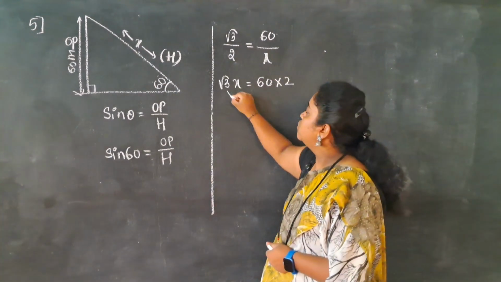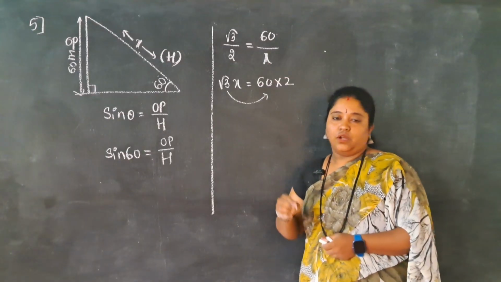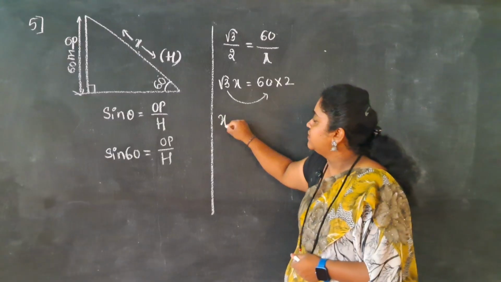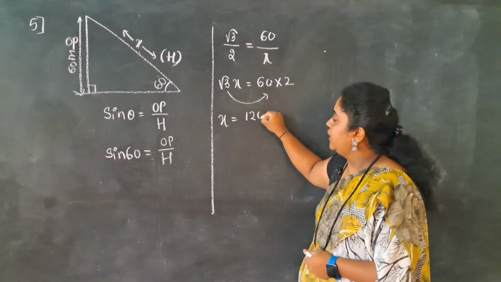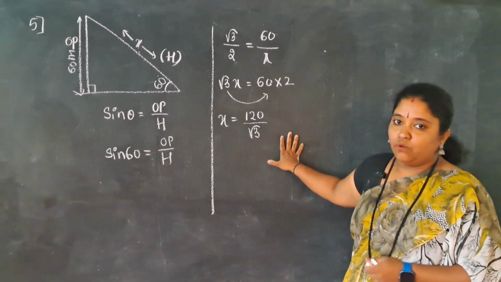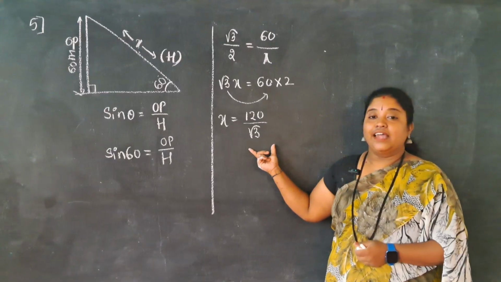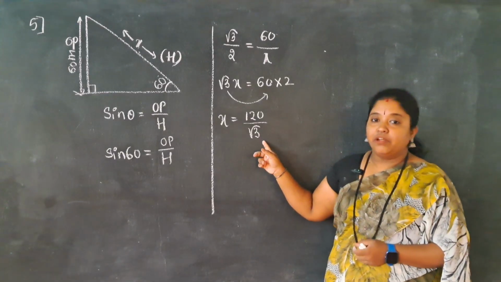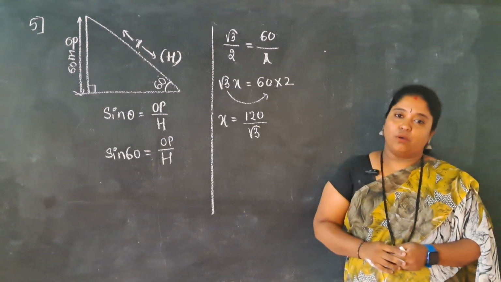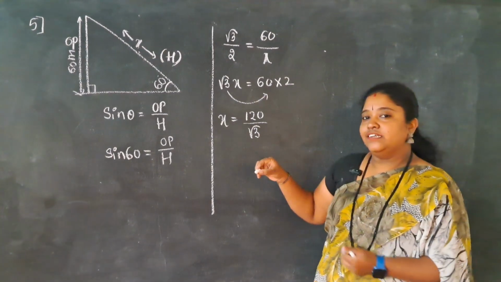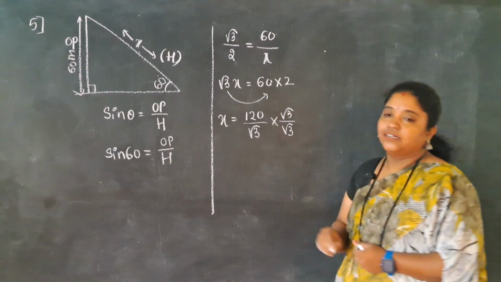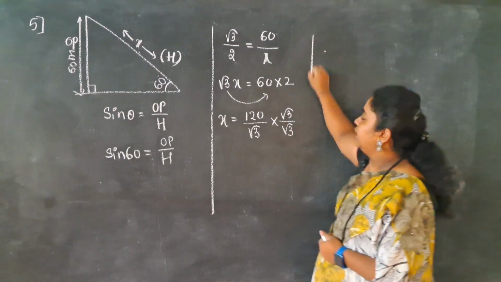Yes or no? Bring this root 3 to this side. Multiplication turns into division when it goes from one side to the other side. So what I'll have, x is equal to 60 into 2, 120 divided by root 3. But can I keep the answer like this? No. Why? Because root 3 is an irrational number and the denominator can never be an irrational number. So what do I do? I have to go for rationalizing the denominator. If I want to rationalize the denominator, I am going to multiply root 3 with both the numerator and the denominator. Understanding?